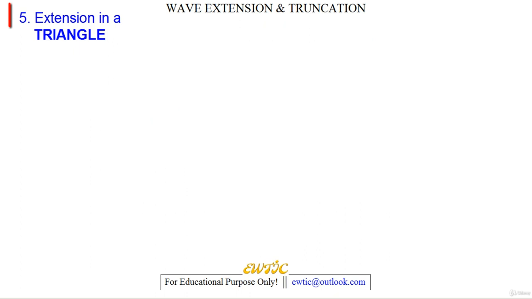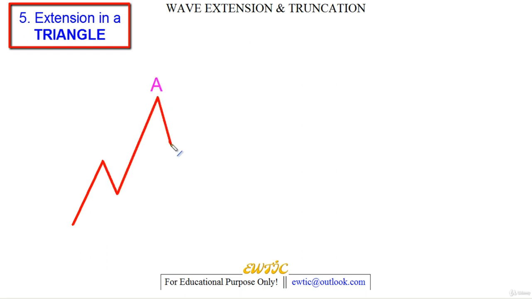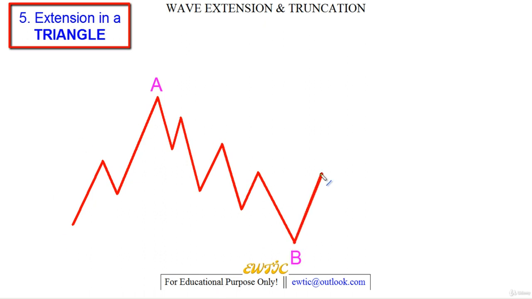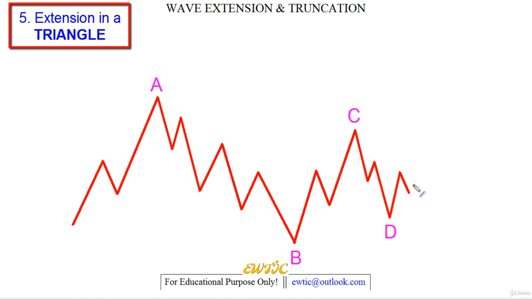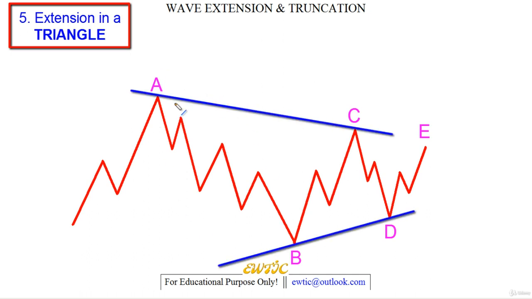What about the triangles? In a triangle, one wave can extend, right? For example, this is wave A. What you see then is a combination of the zigzags as wave B, right? This is a running triangle, and then you see a normal wave C, a normal wave D, a normal wave E, right? So wave B here took a lot of time. It took more time than waves A, C, D, and E, right? So this wave B has extended in this triangle.